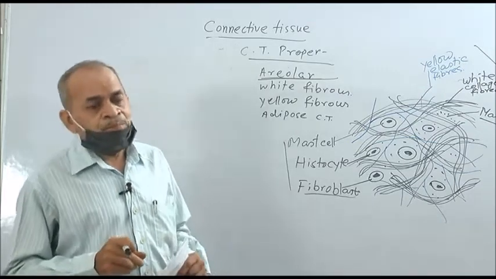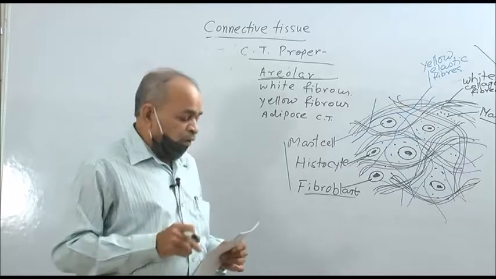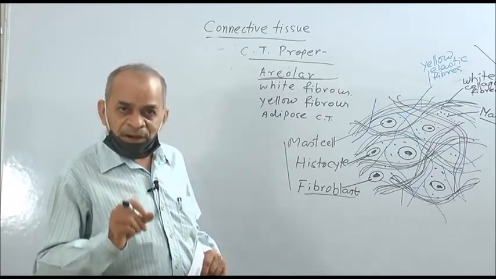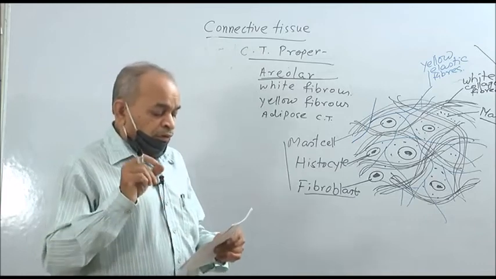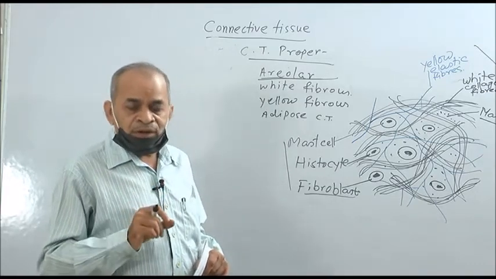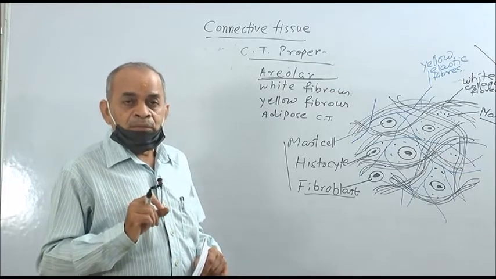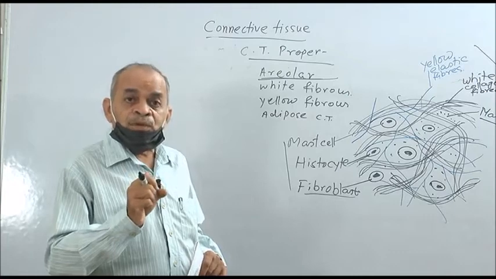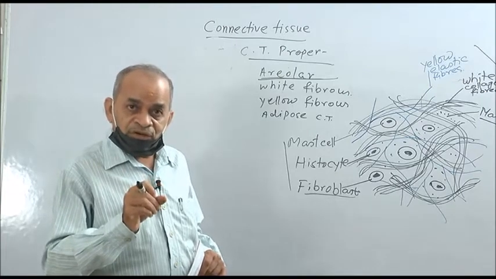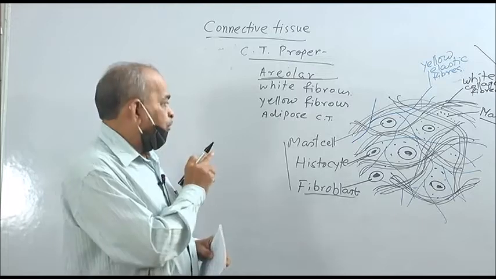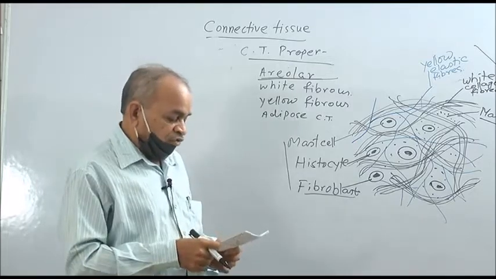Mast cells probably elaborate the anticoagulant heparin, histamine and the vasoconstrictor serotonin. Vasoconstrictor means which constricts the blood vessels, and that is serotonin. So these are elaborated by the mast cells.